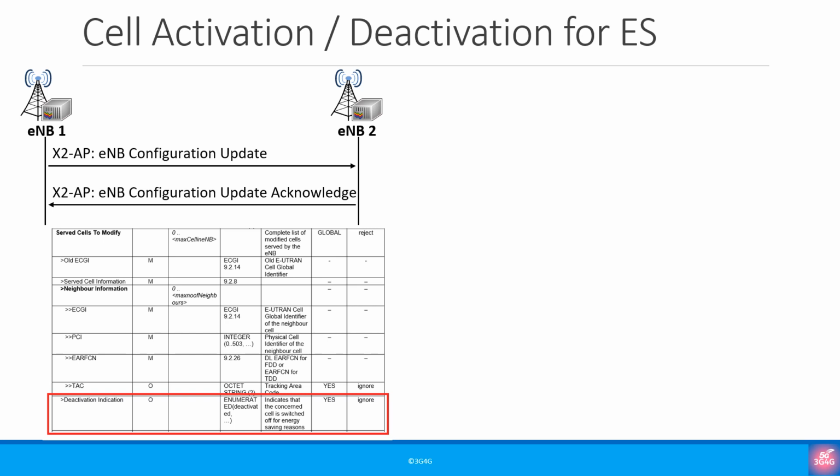Remember that an eNode B generally has multiple cells under its control and not all of them have to be switched off. The information to deactivate the cell is sent in X2AP message, eNode B configuration update. The neighboring eNode B will acknowledge and move all the active UEs to neighbor cells controlled by other eNode Bs. Once that is done, it will switch the transmitter receiver for the cell off.